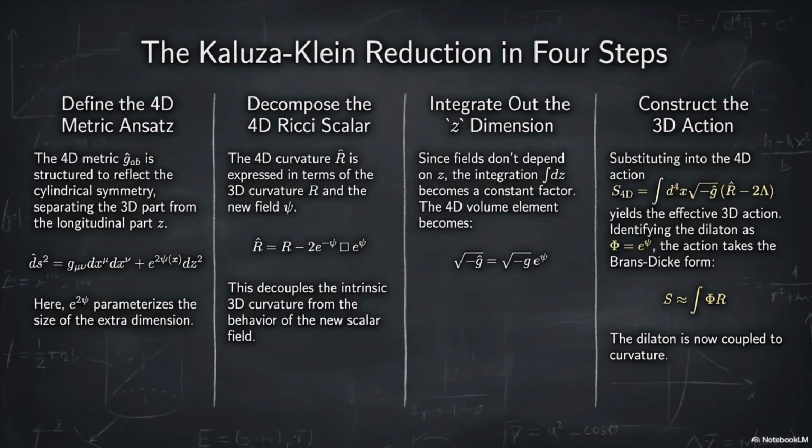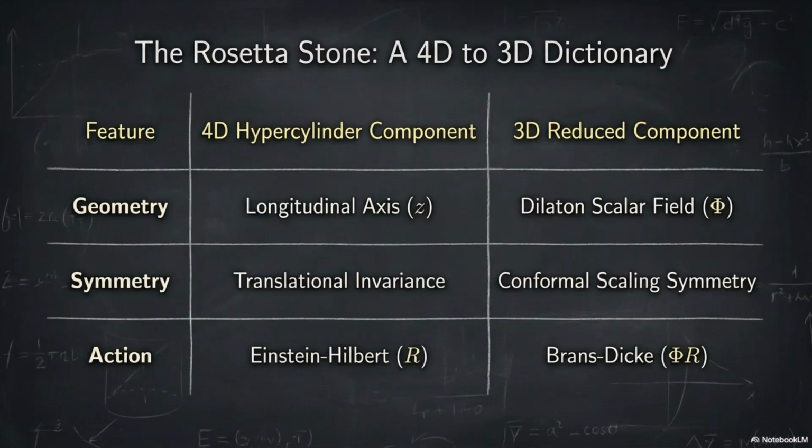And that is profound. It is. The dilaton is now explicitly coupled to the curvature. The field that represents the lost dimension is now actively telling the remaining 3D spacetime how to curve. The geometry and the field are talking to each other, so we can sum this all up in a little dictionary. The longitudinal Z-axis gets traded for the dilaton scalar field. The translational invariance we started with becomes a conformal scaling symmetry.